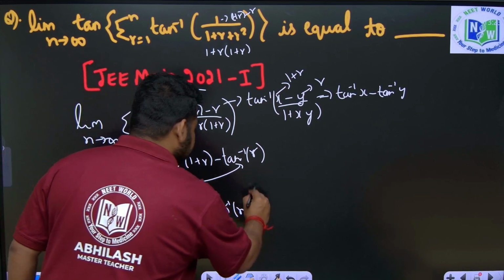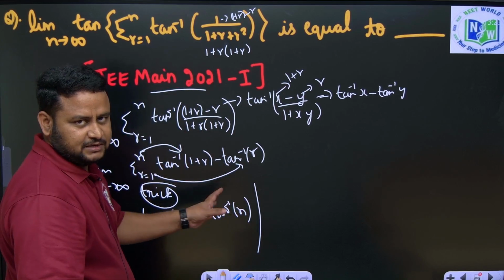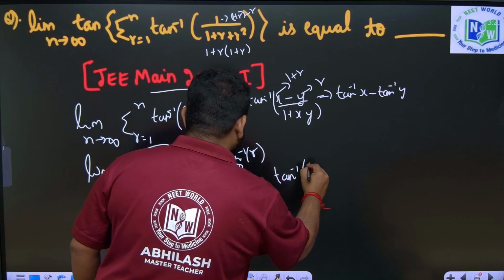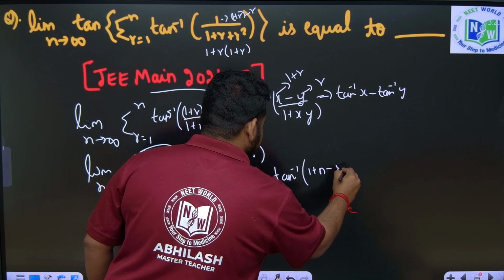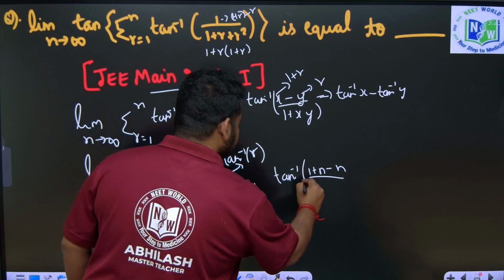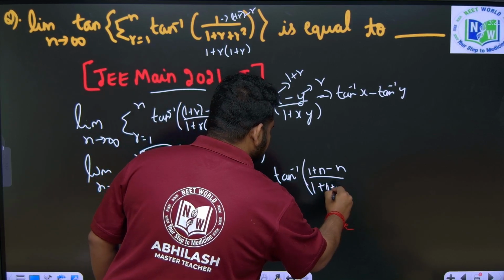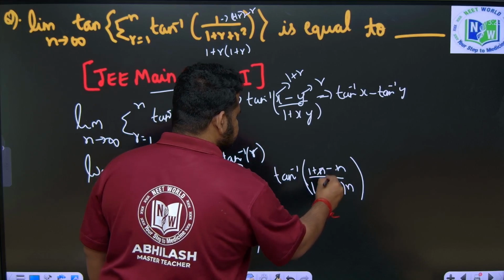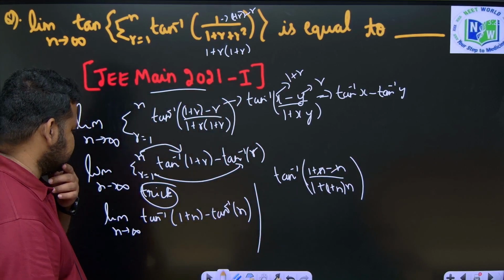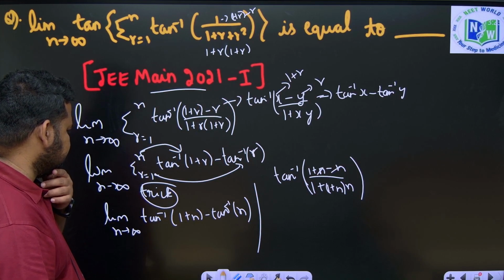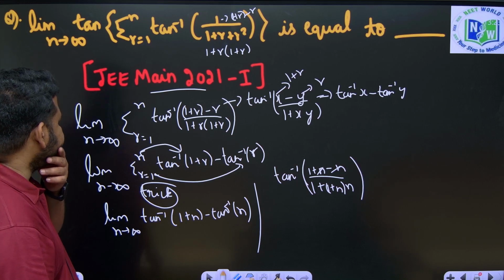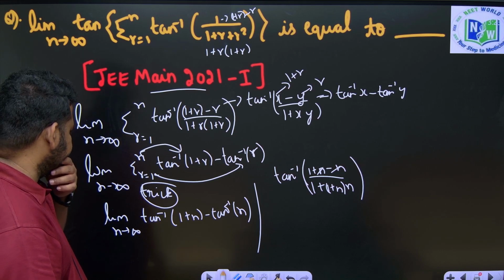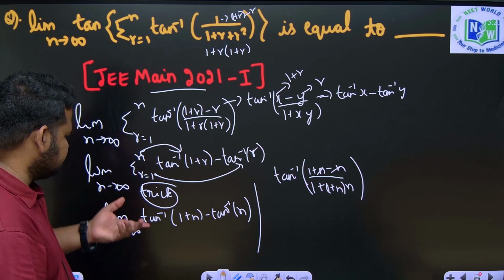So if I apply the formula, tan inverse of x minus tan inverse of y is tan inverse of x minus y divided by 1 plus xy. So I will get tan inverse of 1 plus n minus n divided by 1 plus n into n. Plus n minus n cancels. No, let us see, some mistake is there.